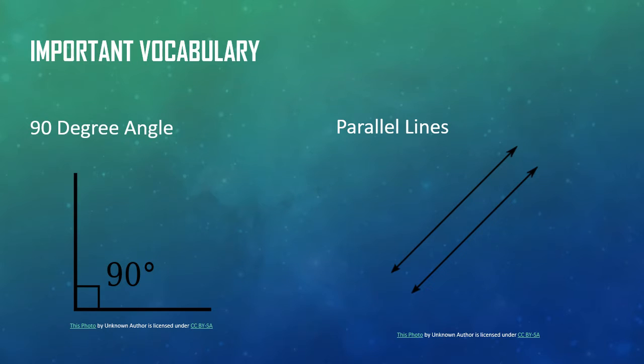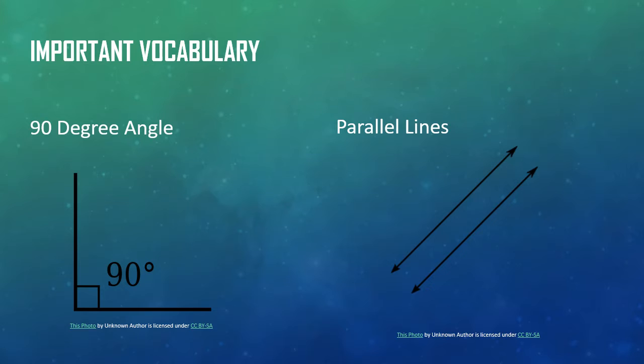So we know that there's a lot to learn when it comes to shapes. And there's a lot of vocabulary that you've been learning about. So I'm going to review some words and I'm going to teach you some new words. When two lines meet and they create almost like an L shape, that is called a 90-degree angle.